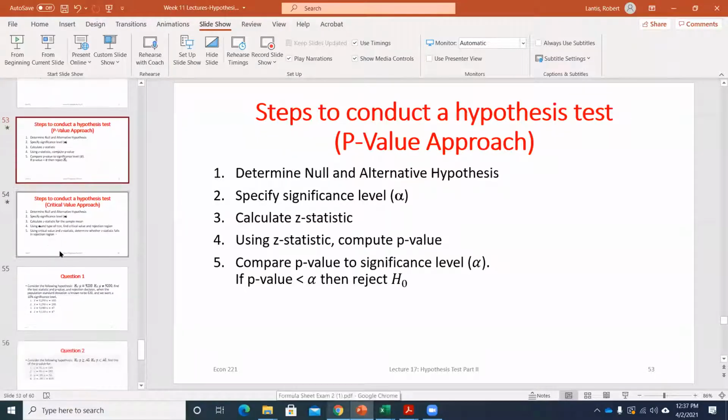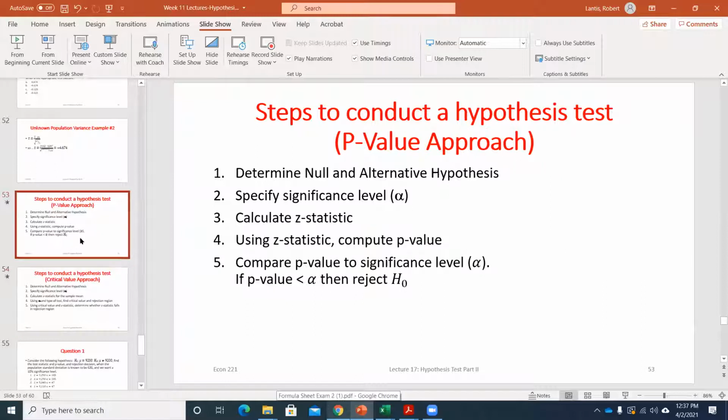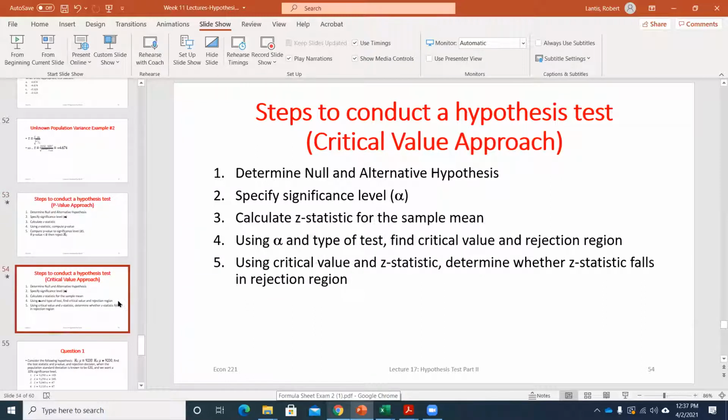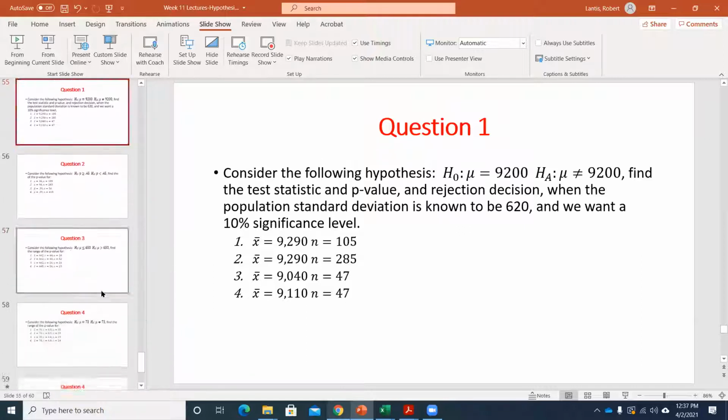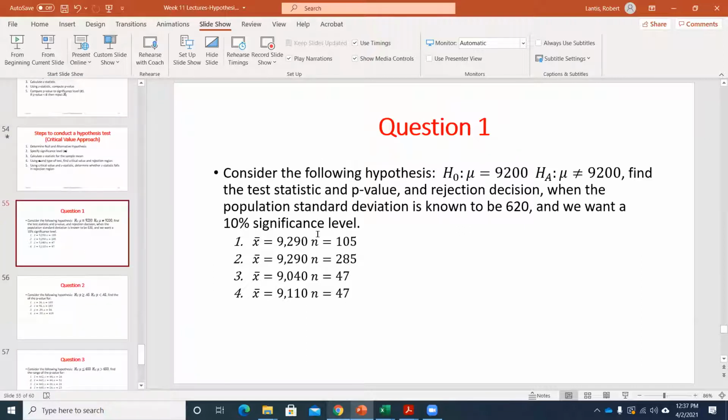So let's go down here. So we kind of have a synopsis of the p-value and critical value approach here. And we'll work through some more hypothesis testing problems. So I usually have these set up so we can do a bunch of different examples that have slightly different numbers. I'm going to just use this one right here. So the first set of numbers.